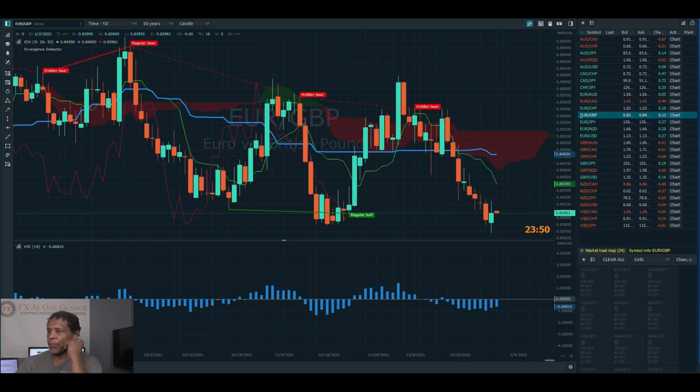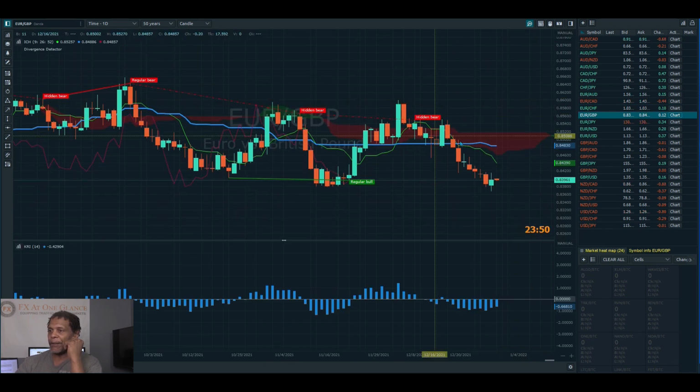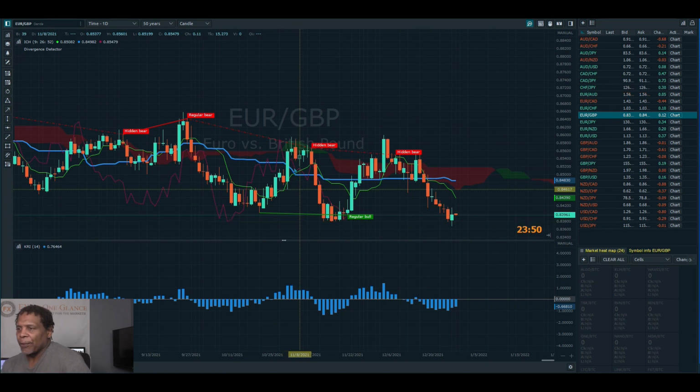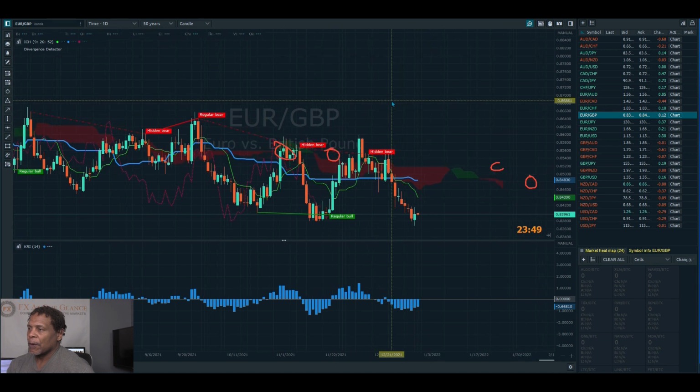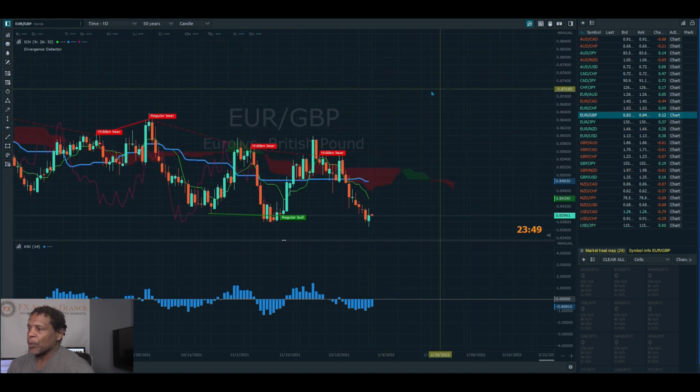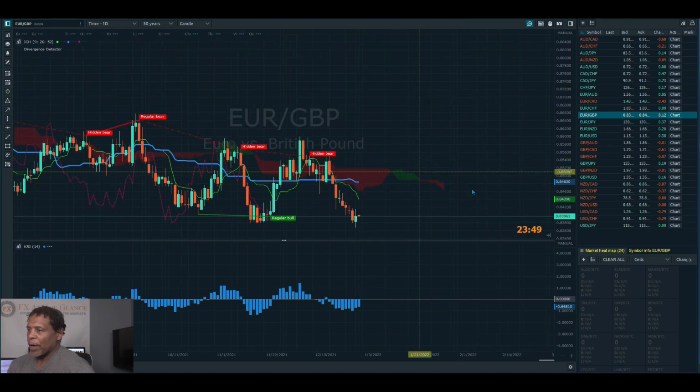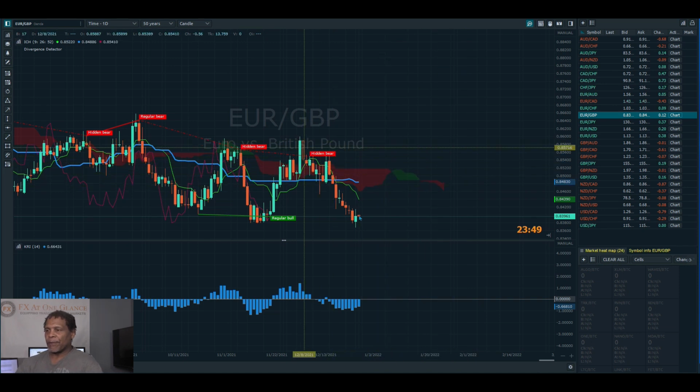All right, so let's go to Euro Pound. Euro Pound, very flat market. You could see the cloud. Too many crossovers with the cloud, first of all. Crossover, crossover, crossover, crossover. Too many crossovers. With those types of crossovers, we're flat. But we're starting to see a little angulation here, so that's off of this move here. But we didn't violate structure.